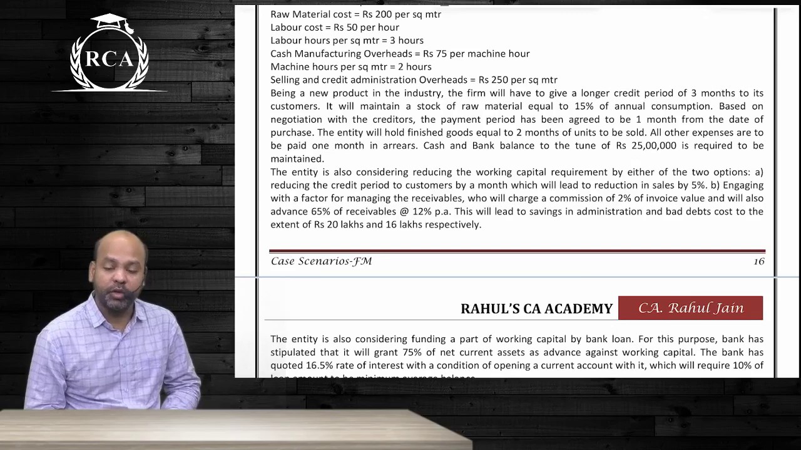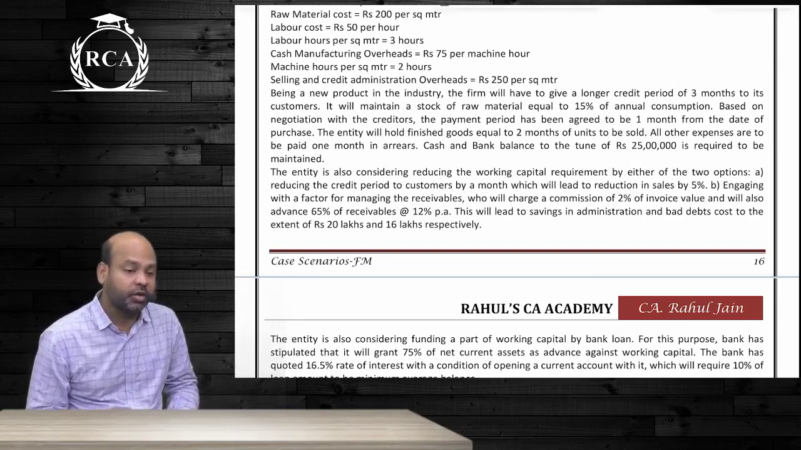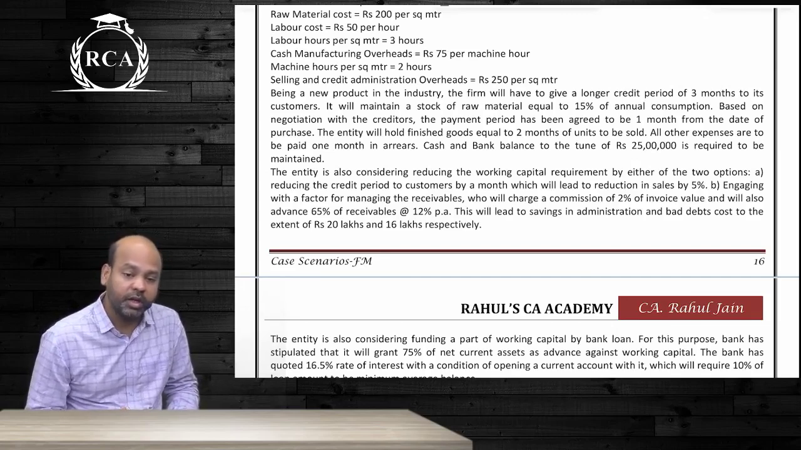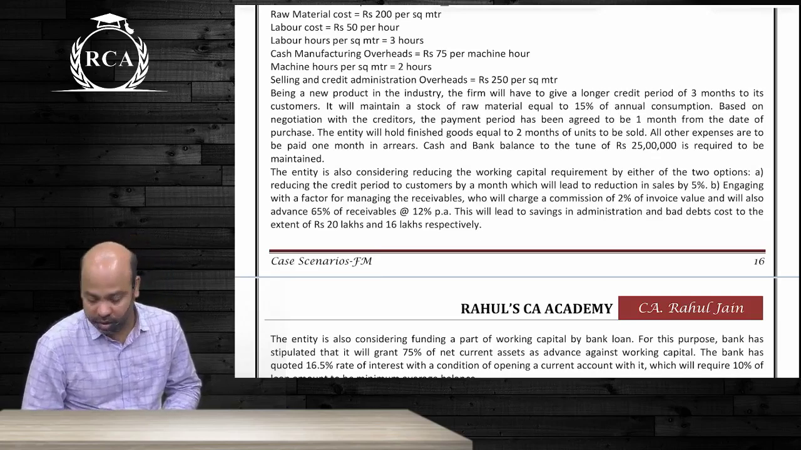There are two things that you will have to compute here, guys. What is the reduction in profitability because of that reduced sales? And then what is the reduction in investment in debtors? Because of which, guys, how much are you going to save? ठीक है?